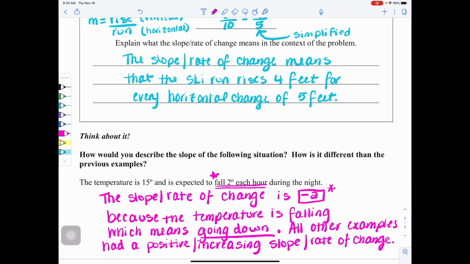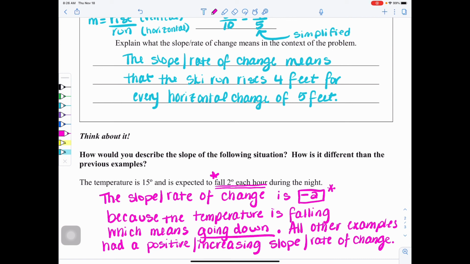Okay, you've had a chance to try the question on your own, so let's go over the answer. I still underlined where my slope or rate of change was. That should have been fall 2 degrees each hour. The key word there being fall. So because of that word, that means my slope is going down. So the slope or rate of change is actually -2 because the temperature is falling, which means going down. All other examples had a positive or increasing slope or rate of change.